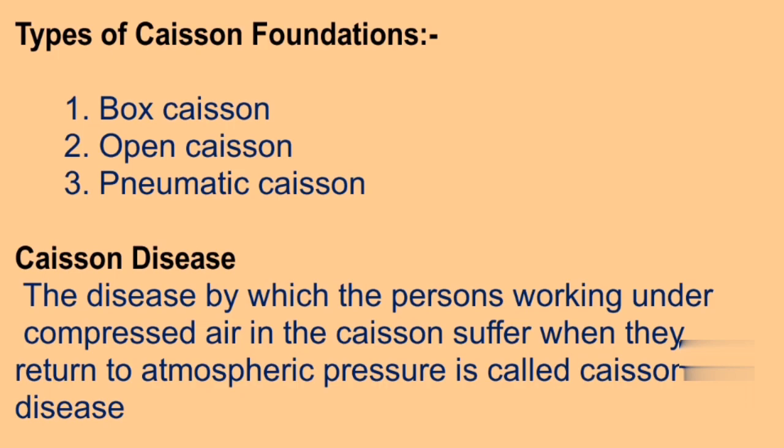Second one, open caisson. The caisson which is without its top and bottom is called an open caisson. Third one, pneumatic caisson. The caisson which is open at bottom and closed at top and sunk by utilizing compressed air is known as pneumatic caisson. And what is caisson disease? The disease which persons working under compressed air in the caisson suffer when they return to atmospheric pressure is called caisson disease. These are all about bridges.